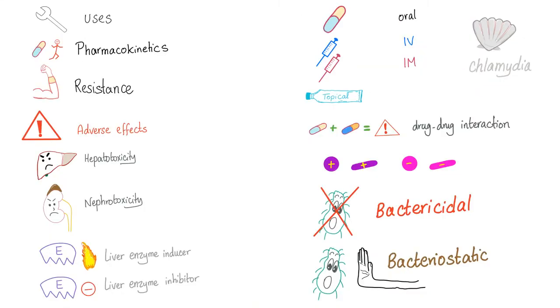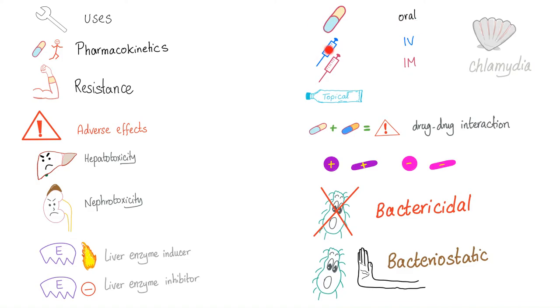Now let's make some assumptions. Whenever I use these symbols, I mean those kind of words. When I use this, I mean the uses, the clinical uses of the drug. These are the pharmacokinetics. Resistance, how does the bacteria resist the antibiotics? Adverse effects, hepatotoxicity is the angry liver, nephrotoxicity is the sad kidney. This is liver enzyme inducer. By liver enzyme, it's usually the P450 system. It induces the P450 system, and this means it inhibits the P450 system.